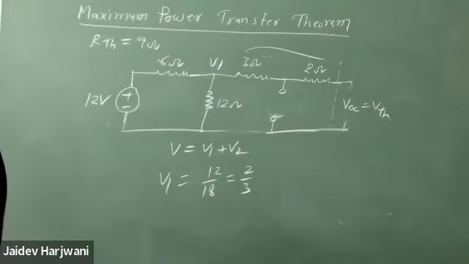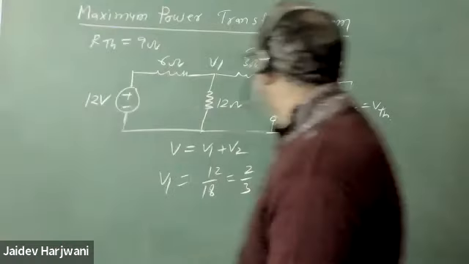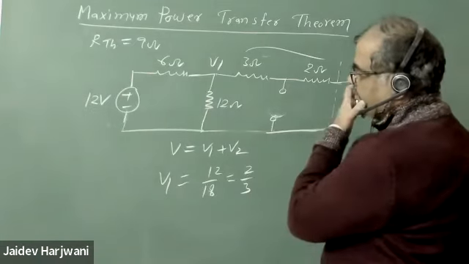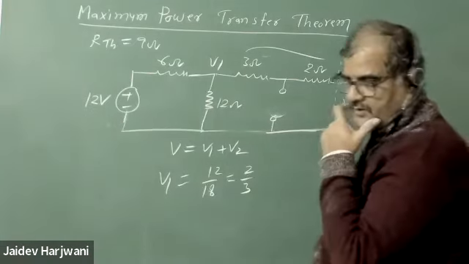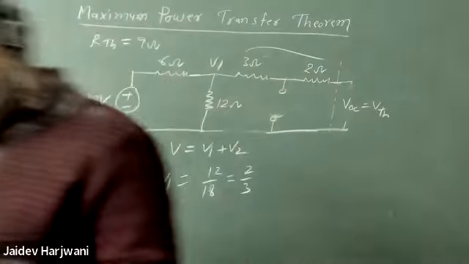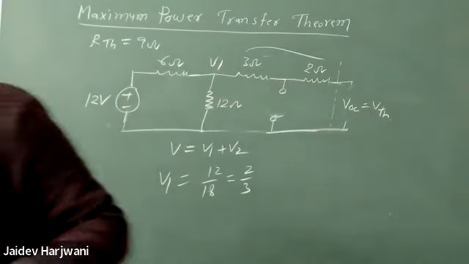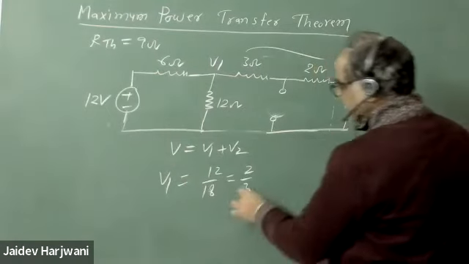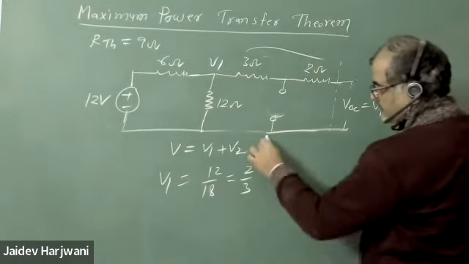Am I calculating right or wrong? Because I don't have the solution of this one, let me calculate now. 2 by 3. Is it correct or wrong? Correct, yes sir. Because I only have the answer. Okay, let us say 2 by 3. Now this is 2 by 3.